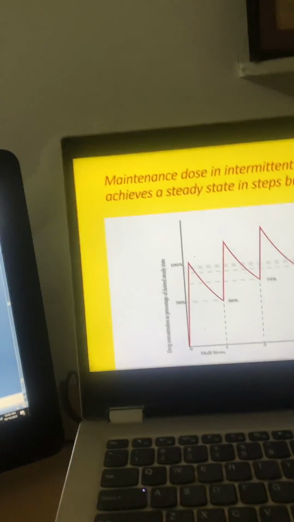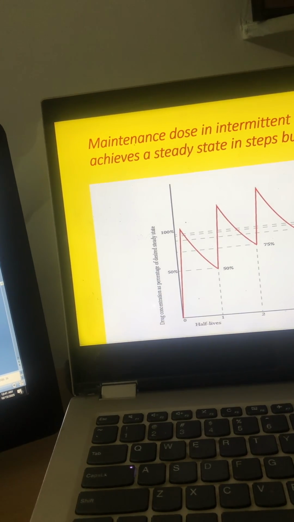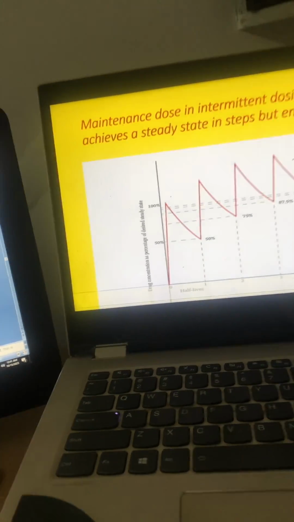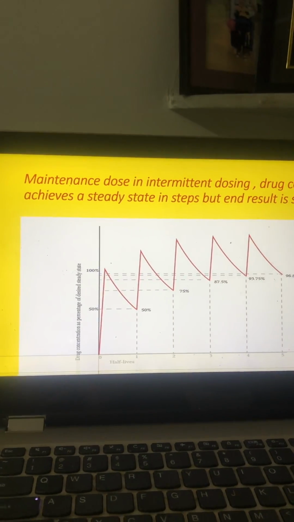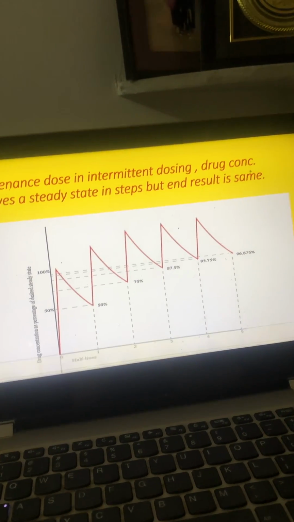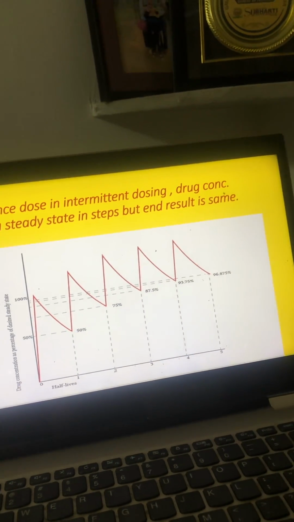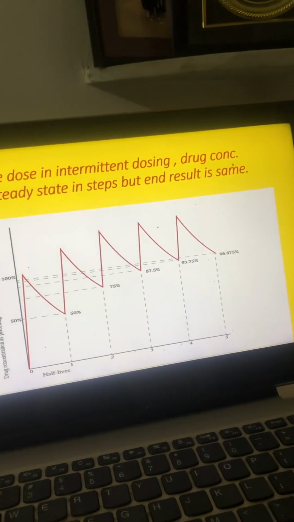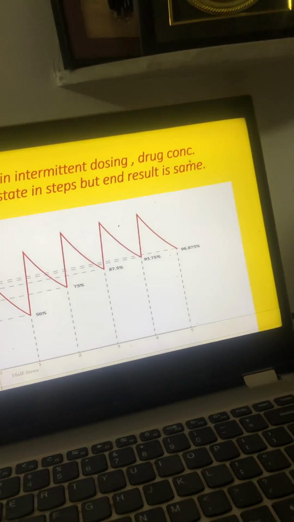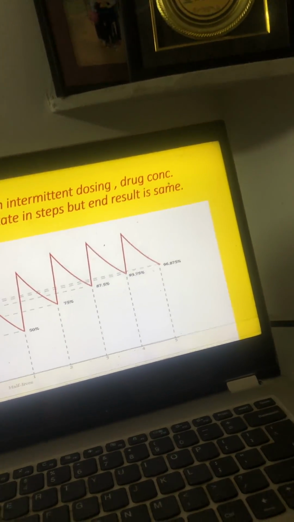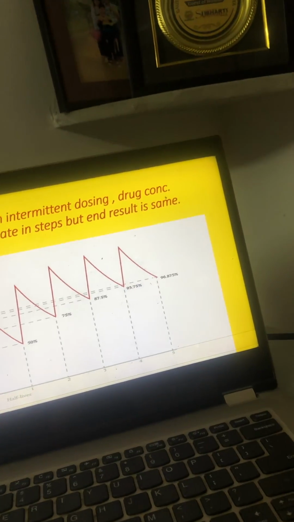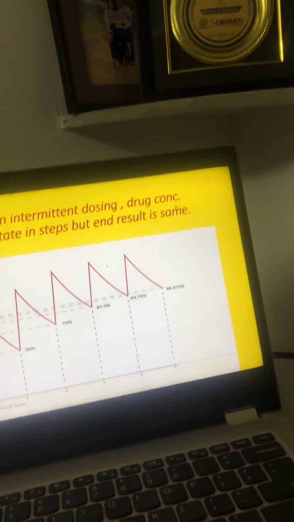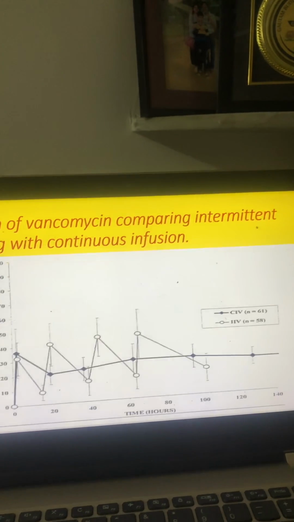Then we have maintenance dose and intermittent dosing. Here drug concentration achieves a steady state in steps, but end result is the same. With repeated administration at regular intervals, the plasma concentration oscillates about a mean. Using smaller doses at shorter intervals reduces the amplitude of fluctuations in drug concentration, but the magnitude of steady state concentration or the rate of achieving steady state is not changed. This is important for drugs which have low therapeutic index such as digoxin or aminoglycosides, and that is why therapeutic drug monitoring is necessary. If the dose rate is changed, then a new average steady state is attained over the next 4 to 5 half-lives.